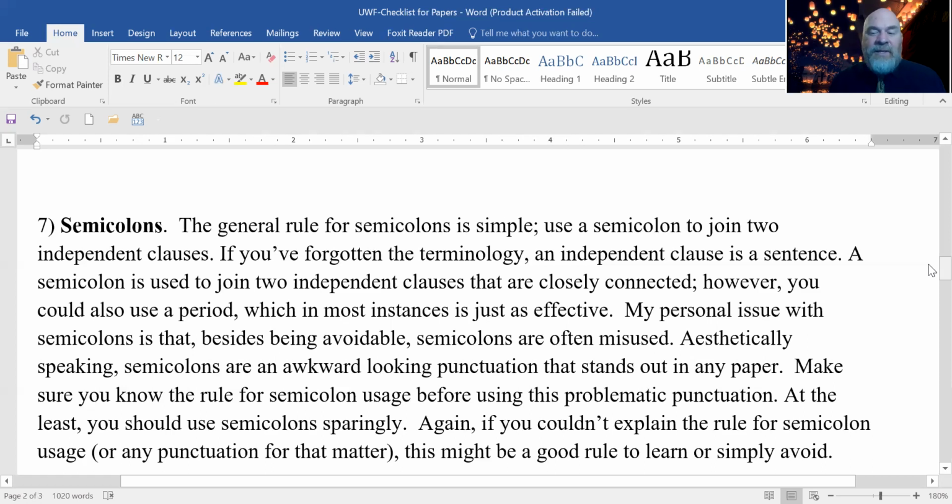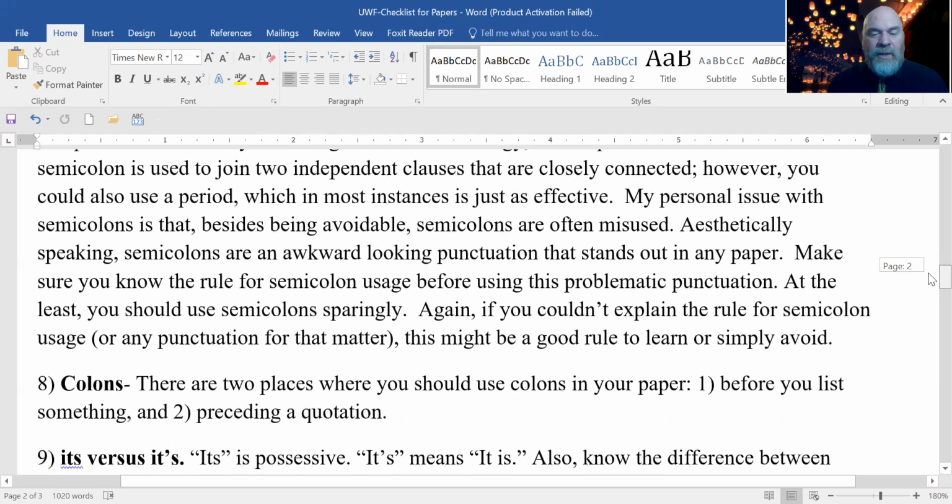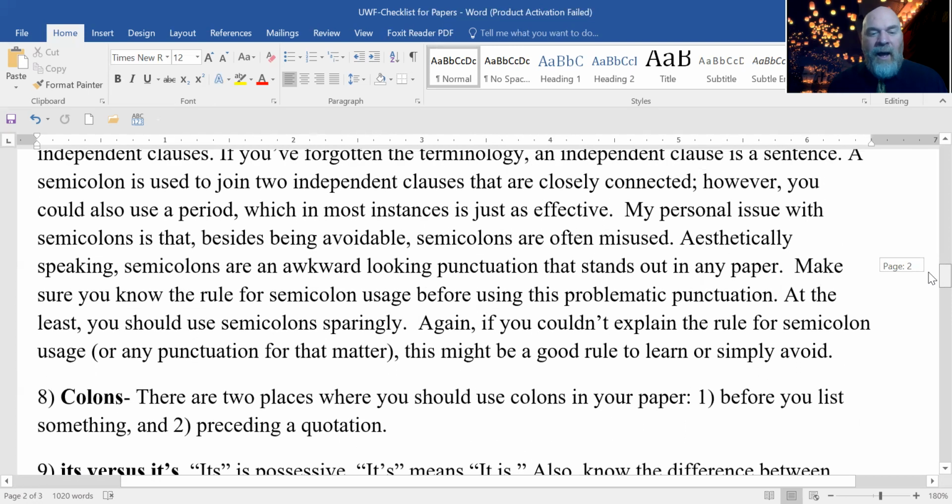But you should, of course, study the rule, make sure you know it, and then decide whether or not to use it. And also make sure that you know the difference between a colon and a semicolon. Often people will confuse the two, and they'll use a semicolon when they mean to use a colon, and vice versa. So once you know the rules for the two of those, then go ahead and study them, and use them if you need to, but again, be sparing with your usage of this.